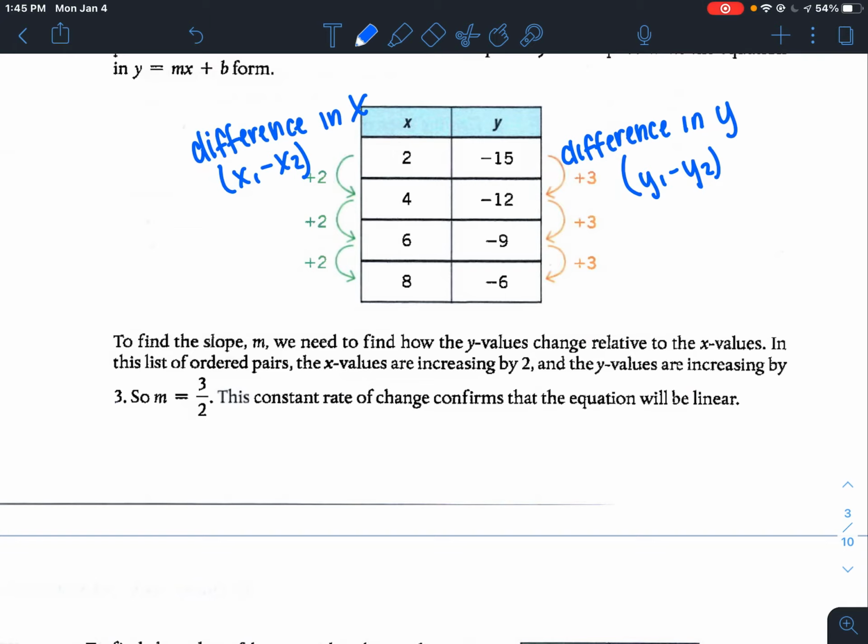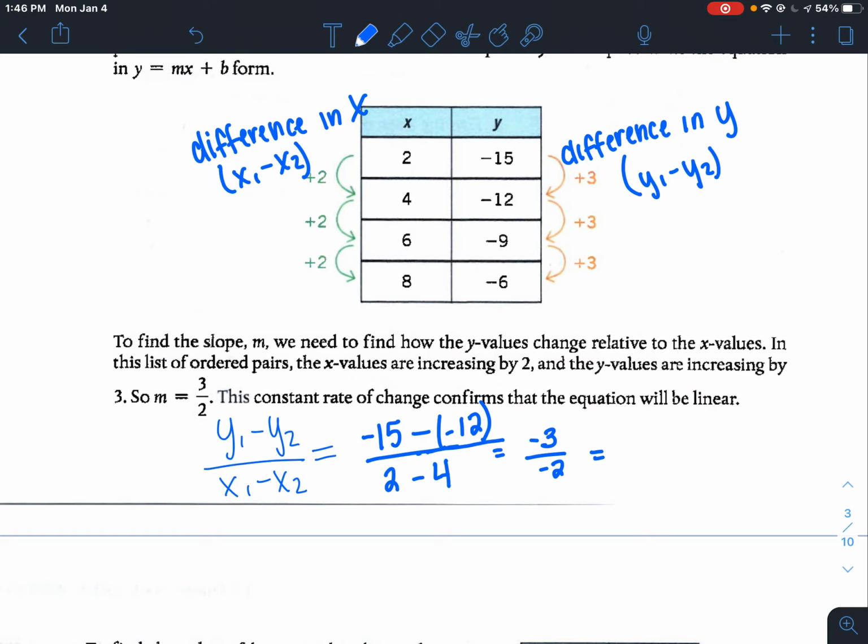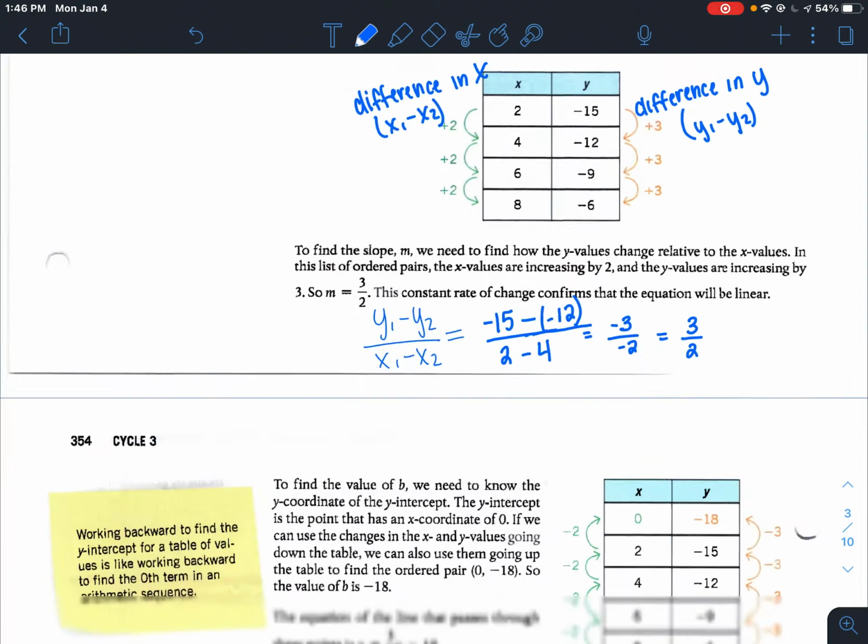This constant rate of change confirms that the equation will be linear. So if I have this constant change, plus 3, plus 3, plus 3, plus 3, plus 2, plus 2, plus 2, plus 2, it'll always be constant. If you wanted to see the math, if you didn't really believe it, you can always do the formula y1 minus y2 over x1 minus x2. Plug in your numbers. So I plugged in y minus y, x minus x. I got negative 3 over negative 2, which is 3 over 2. So it works.